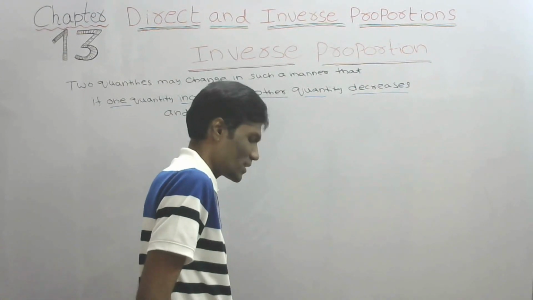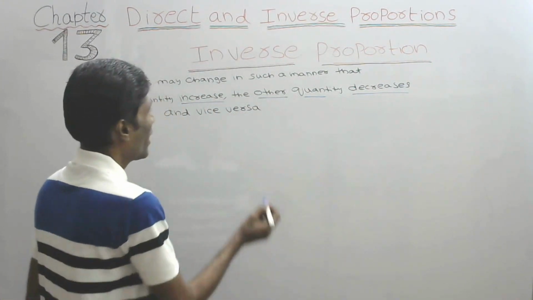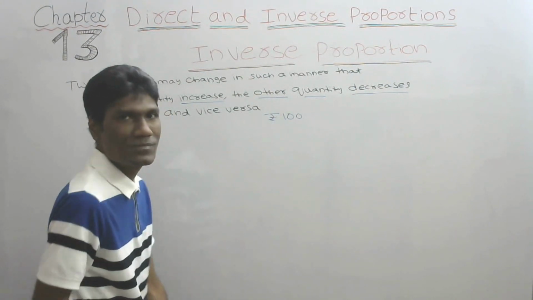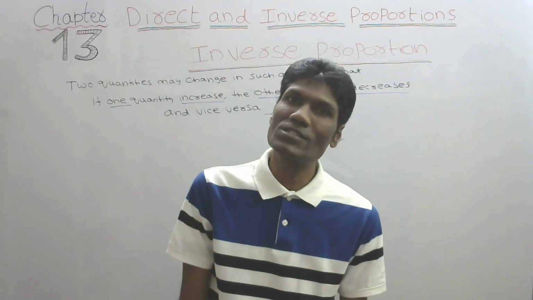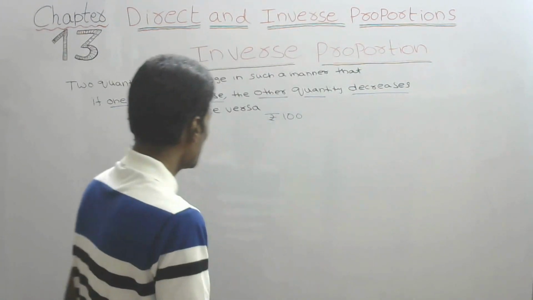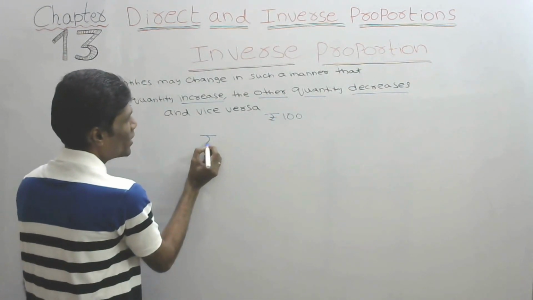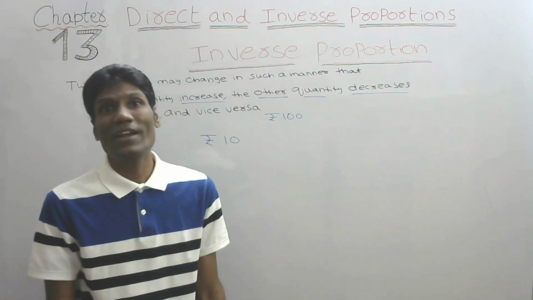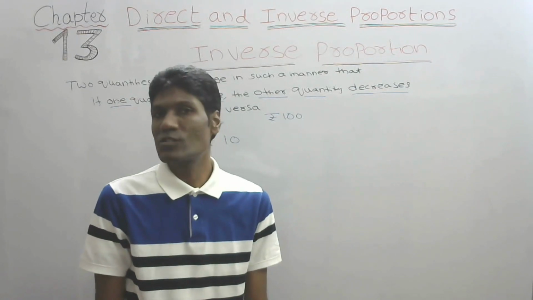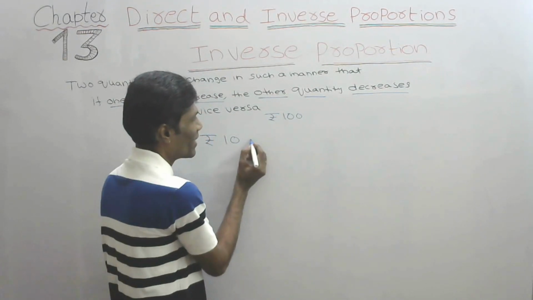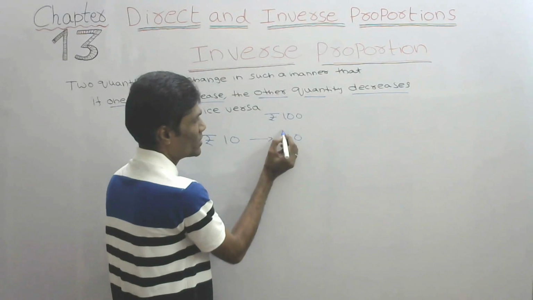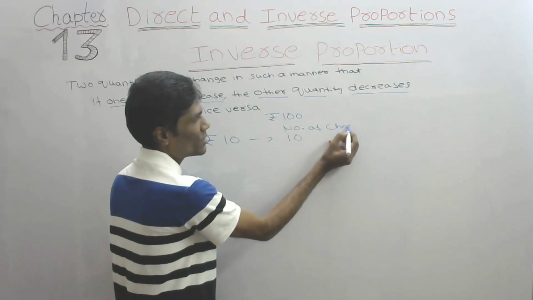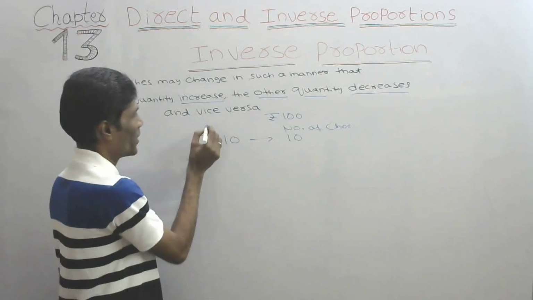Now, let us understand this by making a relationship. Say for example, I have 100 rupees with me. I want to buy chocolates. Say one chocolate has a price of 10 rupees. How many chocolates will I get? I will get 10 chocolates. This is the number of chocolates. This is the price.